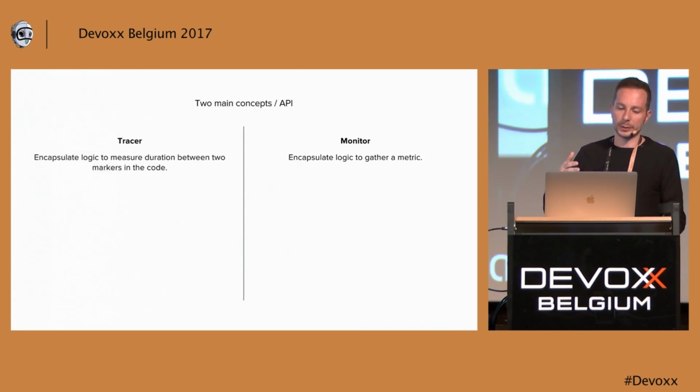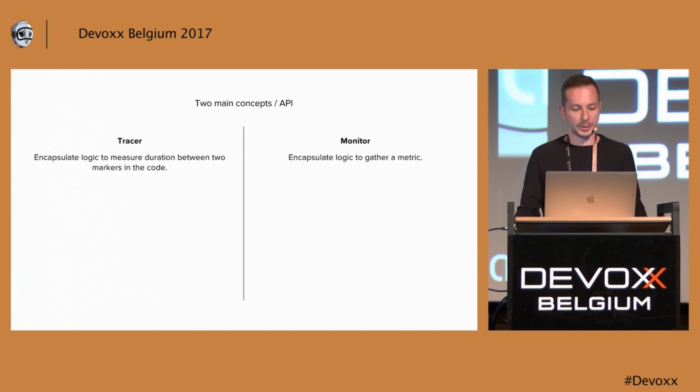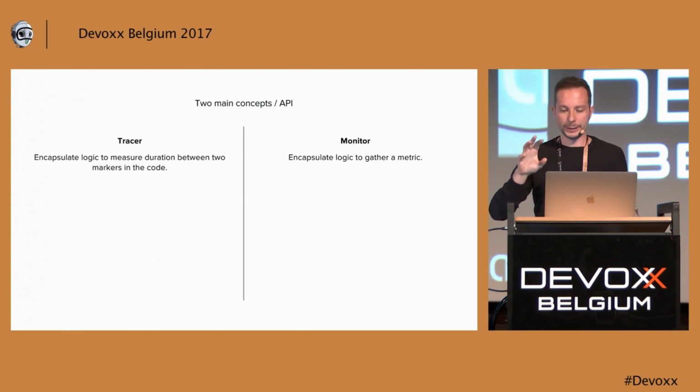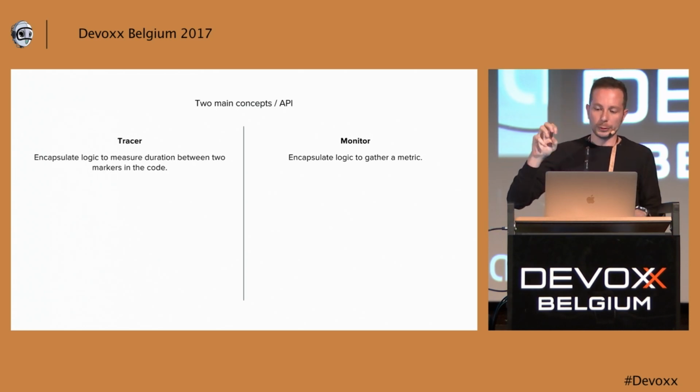So there are two main concepts that are also two main APIs. One is the tracer, which is able to measure the duration between two markers in the code. And the second thing is that we have monitors. Monitors basically encapsulate the logic to gather a metric, like the CPU, the frame rate, etc.